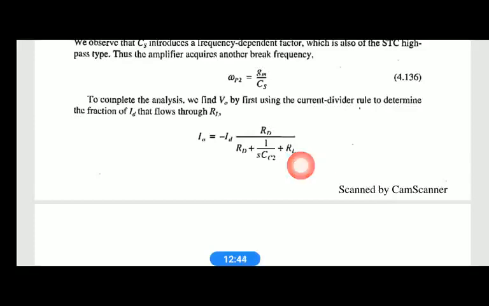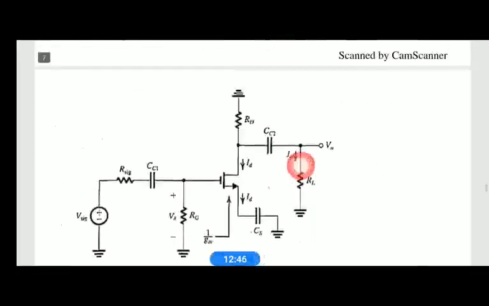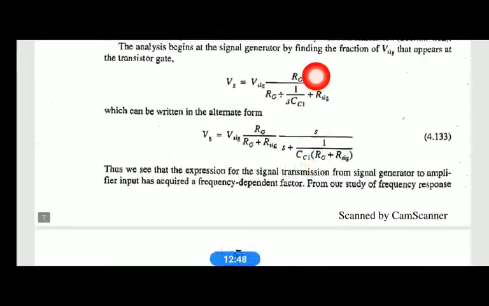So for that, you derive this equation. From this you will get RG divided by RG plus R signal, into S divided by S plus 1 divided by CC1 into RG plus R signal. Only the thing is here CC1 is nothing but CS in our earlier equation. RG is like RD, and R signal is like RL.